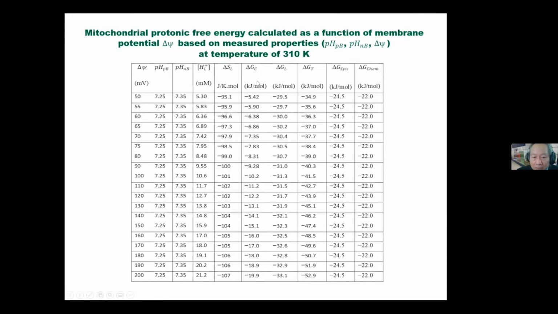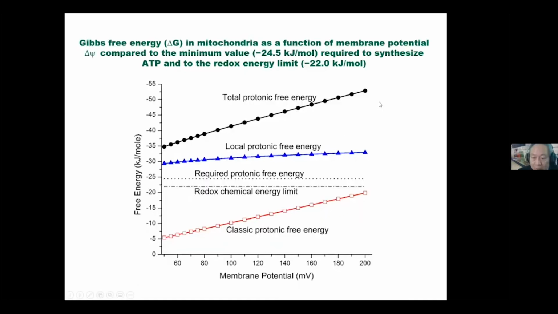And these are the delta G data for your localized component. This is the classic, the total is this. That's how much is needed for making ATP. That's your chemical limit, because the requirement is higher than the chemical energy. Chemical energy cannot explain ATP making in your body. Okay, that's basically what it is. So that's how the plot is.